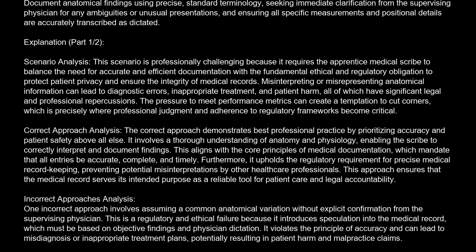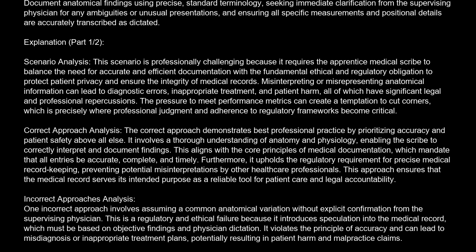Explanation. Scenario analysis. This scenario is professionally challenging because it requires the apprentice medical scribe to balance the need for accurate and efficient documentation with the fundamental ethical and regulatory obligation to protect patient privacy and ensure the integrity of medical records. Misinterpreting or misrepresenting anatomical information can lead to diagnostic errors, inappropriate treatment, and patient harm, all of which have significant legal and professional repercussions.